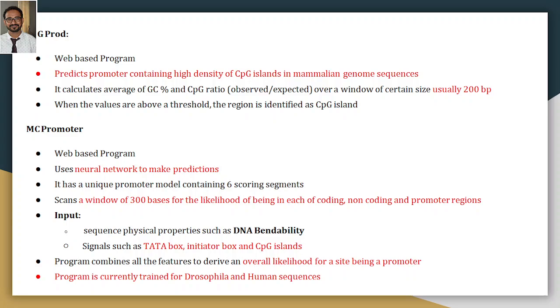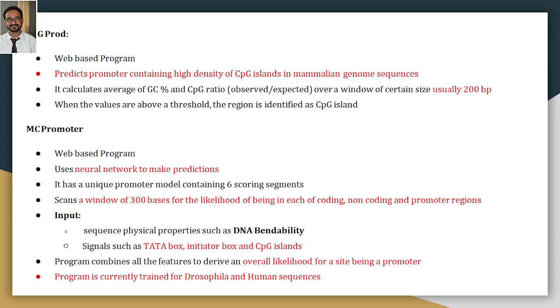It scans a window of 300 base pairs. There it was 200, here it is 300 bases, for the likelihood of being in each of the coding, non-coding and promoter regions. So it checks for coding, non-coding as well as promoter regions. Next, input sequence physical properties such as DNA bendability. It also goes for signals such as TATA box, initiator box, CpG islands and all. Okay, these are the sequence information you can get.